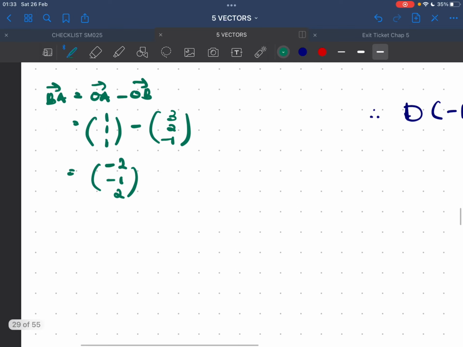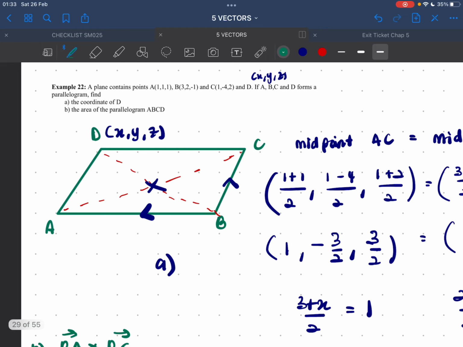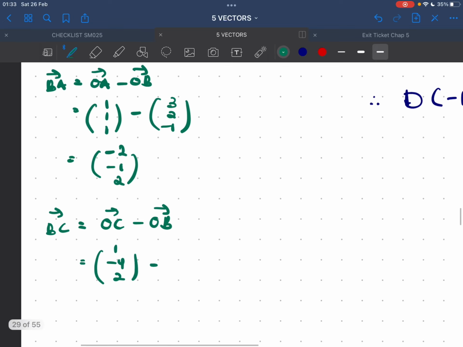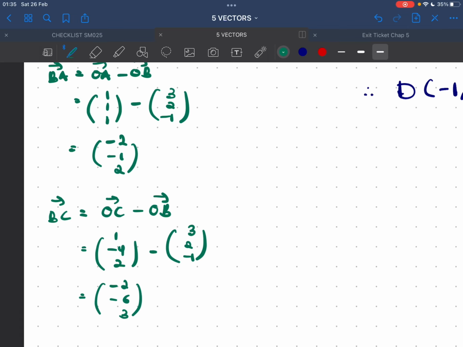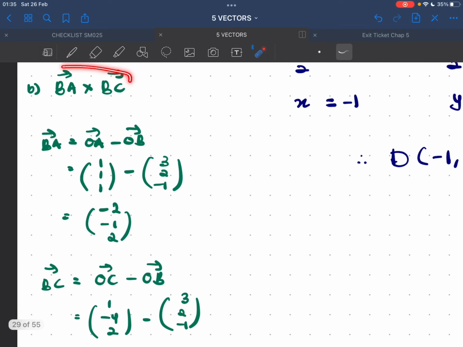So the other one we want to find is BC. So we have OC minus OB. C here is 1, negative 4, 2, and B here is 3, 2, negative 1. So here we have negative 2, negative 6, 3. We have the direction vector of BA and BC, so obviously we want to find BA cross BC.